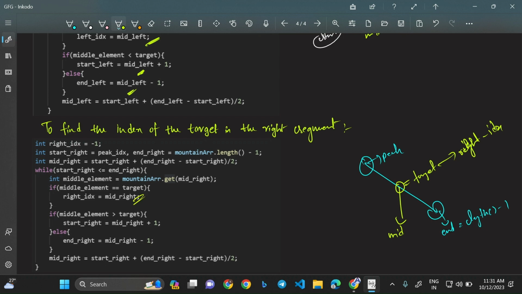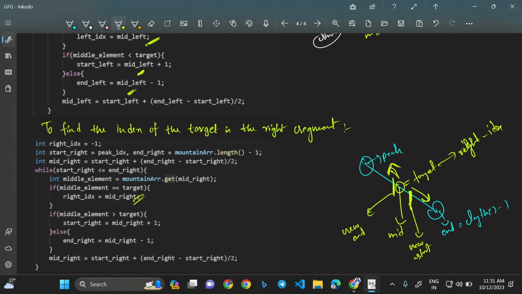If not, if the middle element is greater than the target, then we need to go down, right? So that is the reason start would be mid right + 1. So we'll be shrinking, and this would be the new start. If in case it's less, that means we need to go up. So that is the reason end right would be, and this would be the new end.